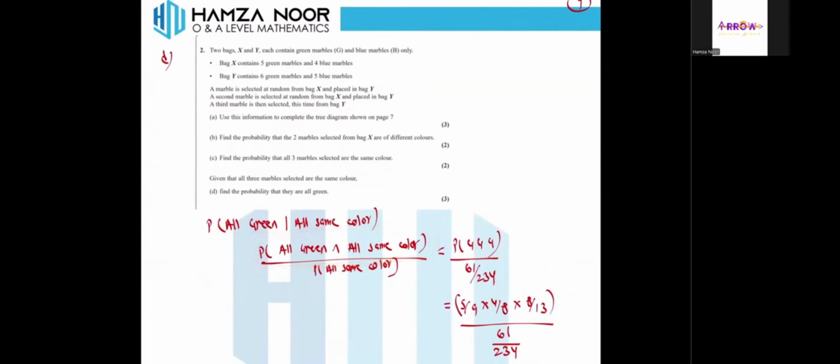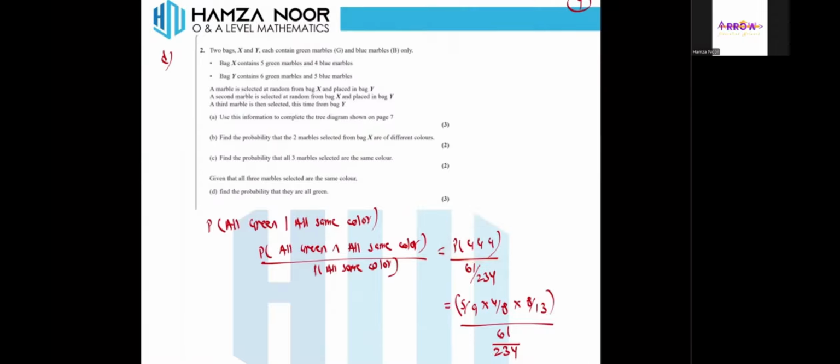You just need to think about all green intersection all same color. What would be the overlap of these two events, all green and all same color? Obviously, all three of them are green. If I ask you what is the overlap between all three green and all three the same color, green, green, blue, blue, obviously you will say that the overlap between these two events is green, green, green.